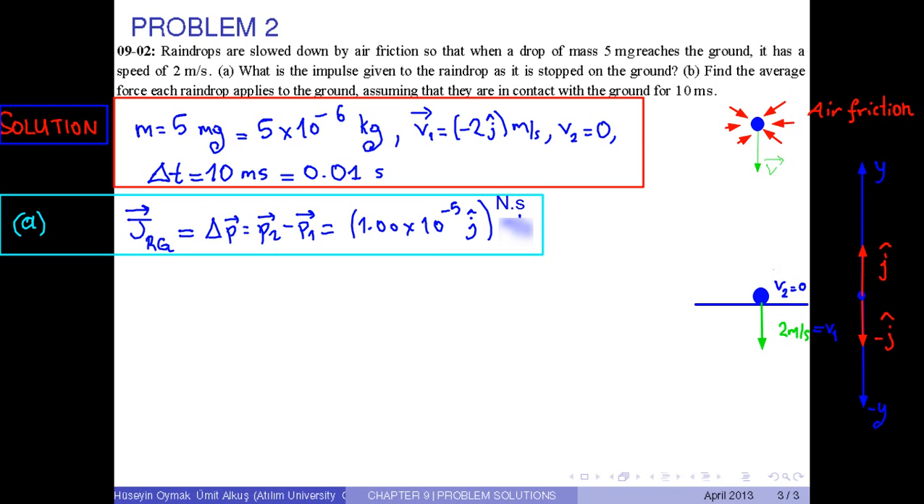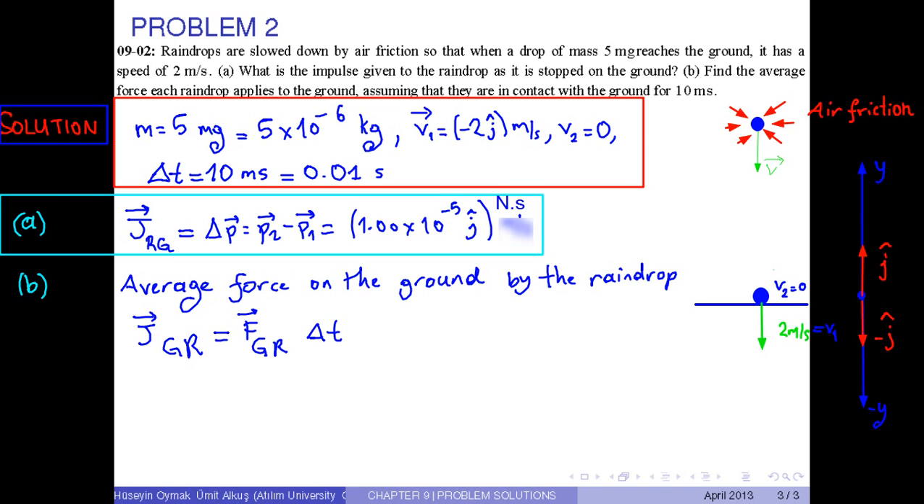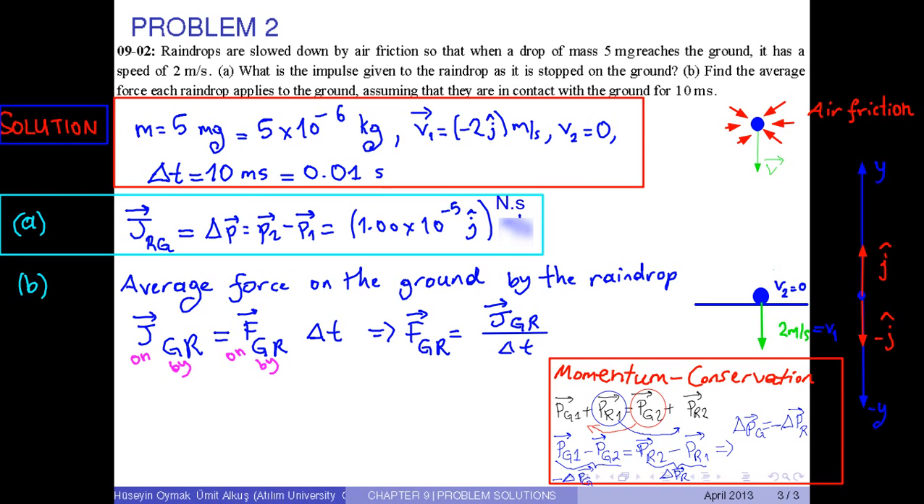The average force on the ground by the raindrop is found from J sub Gr equals F sub Gr times delta T. In this case, the subscript means the impulse on the ground by the raindrop and also the average force on the ground by the raindrop. Or, since we are interested in force, we have F sub Gr equals J sub Gr over delta T. By means of the law of momentum conservation, it is very easy to show that the impulse given to the ground by the raindrop is equal to minus the impulse given to the raindrop by the ground. Therefore, we have minus J sub Rg over delta T.